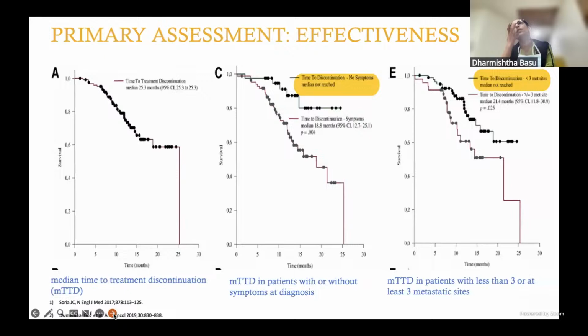So considering a PFS benefit in the osimertinib arm of FLAURA, where the PFS is around 18.9 months, and considering a lot of people have oligoprogression, the time to discontinuation comes out to be about 25.3 months in a real-world study. This time to discontinuation is actually much better when there are no symptoms and if the sites of metastasis are less than 3. Here the median had not even been reached, whereas the time to discontinuation in patients who are symptomatic at diagnosis, with a PFS of 18.8 months, is around 21.4 months in the patients who have 3 or more sites of metastasis.